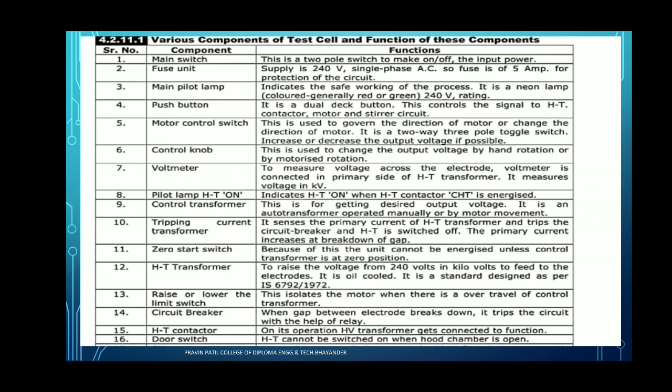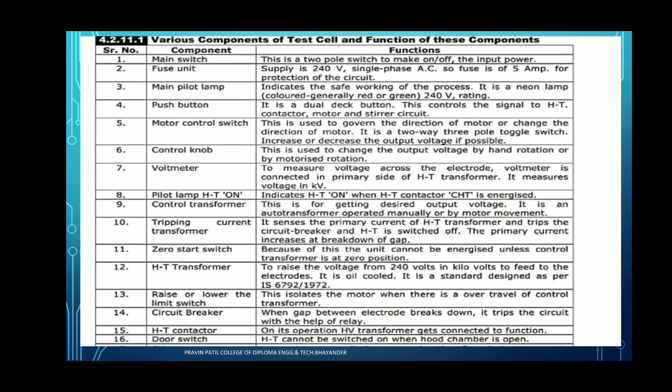Tripping the circuit breaker means discontinuing the supply with the help of the circuit breaker, and the ST is switched off. The primary current increases at the breakdown of the gap, sensed with the help of the tripping current transformer. Next, the zero start switch.